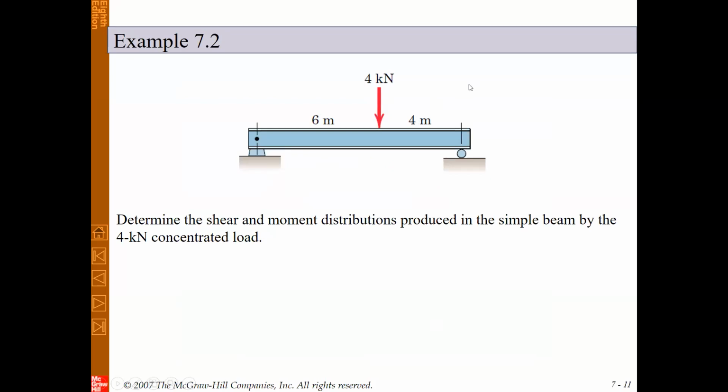In this example, we want to determine the shear and moment distributions produced in the simple beam by the 4 kilonewton concentrated load. This is similar to the first example. Of course, the first example was solved parametrically, but this one I want to solve numerically.